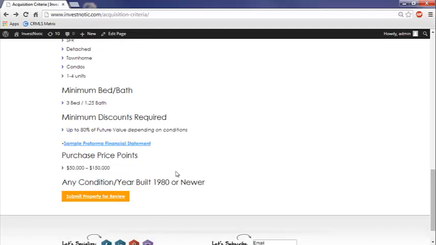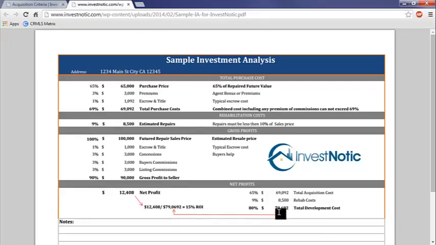High desert, low desert, Indio, San Jacinto, those areas work very, very well. Any conditions, but ultimately we are looking for a newer home so we don't have the maintenance issues down the road. You can also see the sample performance by clicking here and seeing the same numbers I just went over with you.